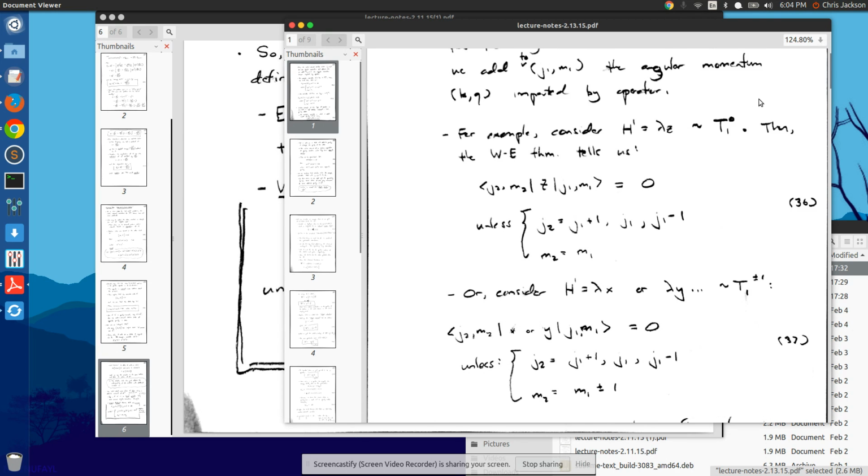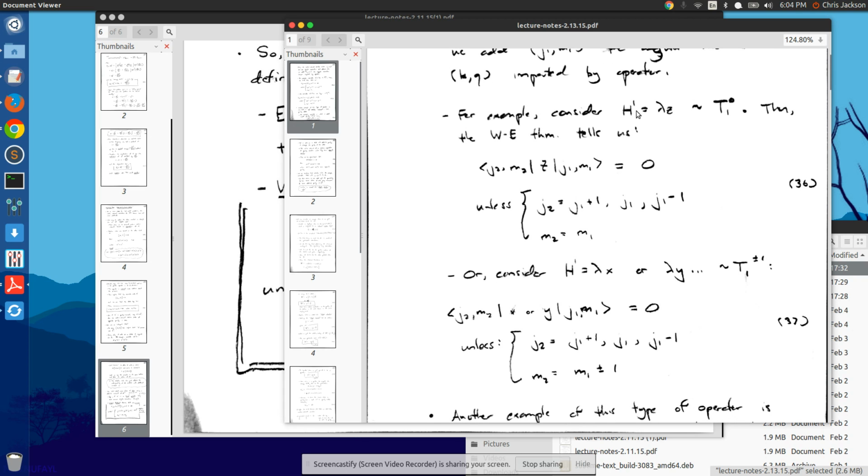So a typical example would be to go back to our Hamiltonian, which is linear in Z. The Z operator we can always write in terms of these tensor operators as a T10. So it carries an L squared quantum number, but its M quantum number is 0. So that means I can write down this matrix element, and right off the bat, I don't have to do any tough or complicated calculations.